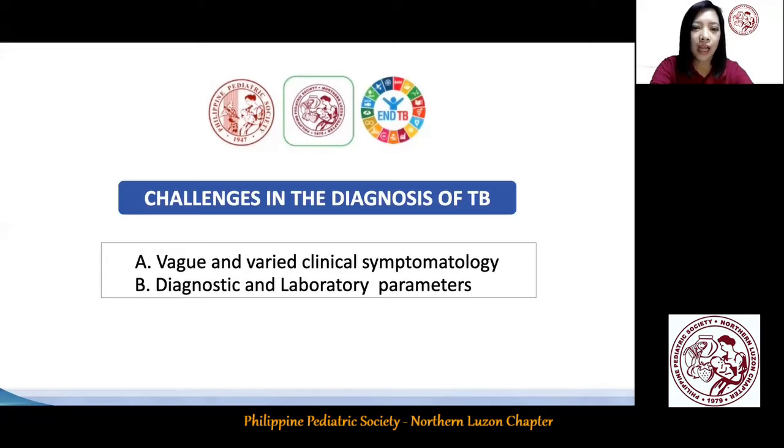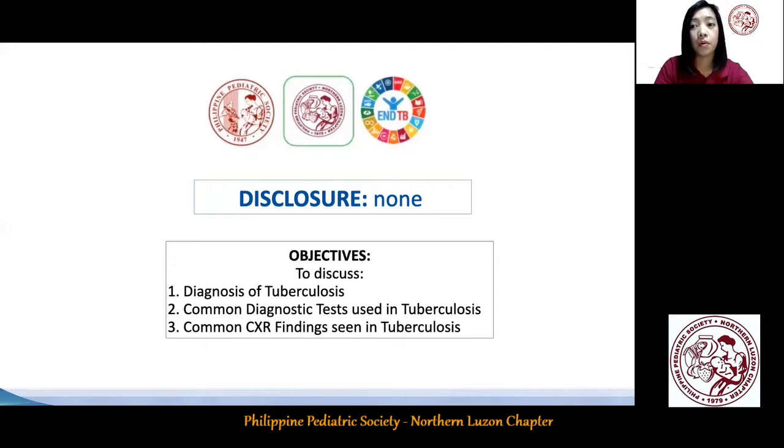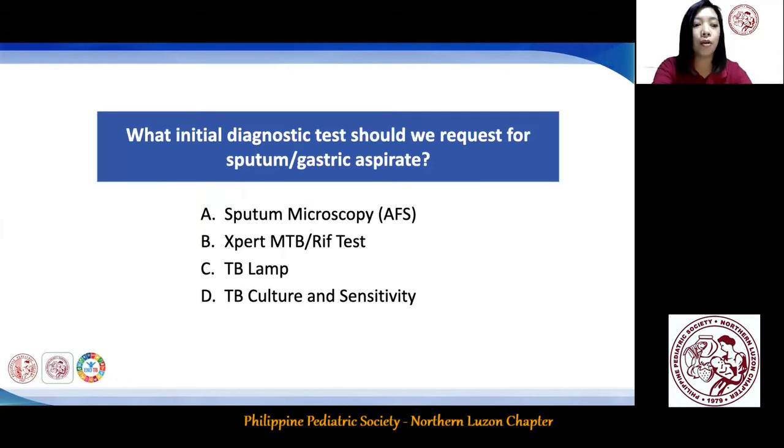The challenges that we encounter in the diagnosis of childhood tuberculosis arise from a varied clinical symptomatology, the difficulty in the collection of specimen, and low yield from diagnostic and laboratory parameters. I have nothing to disclose, and the objectives for tonight's lecture are to discuss the diagnosis of TB, the common diagnostic tests used in TB, and the common chest X-ray findings seen in tuberculosis. Let us immediately proceed to our first question for the night.